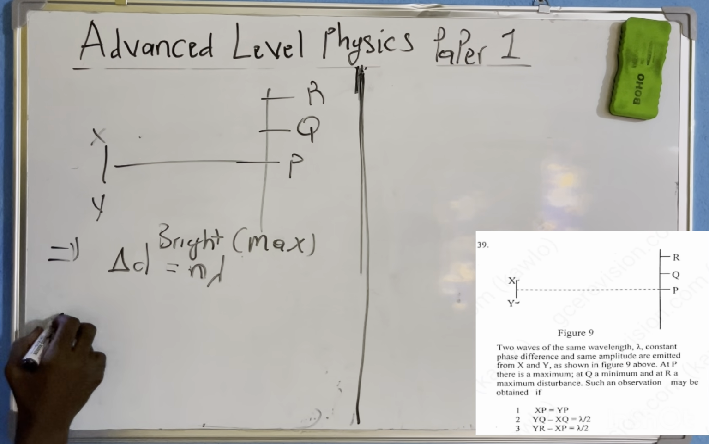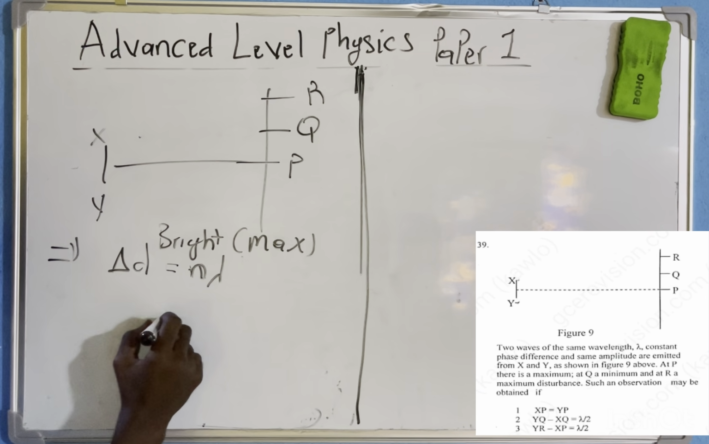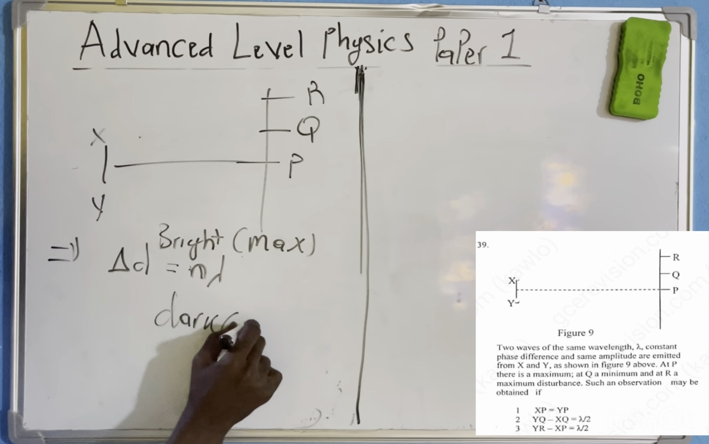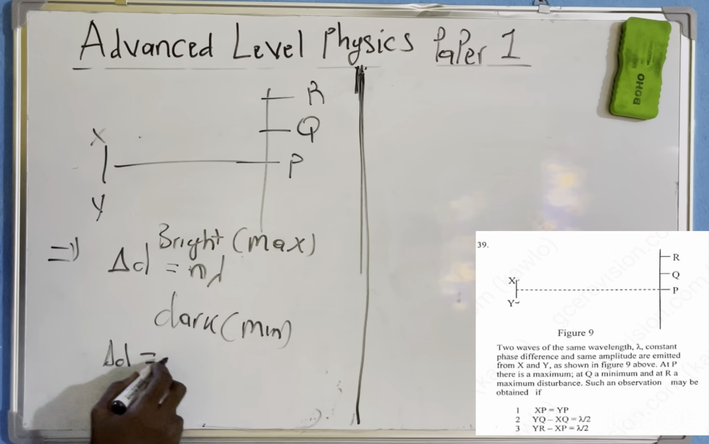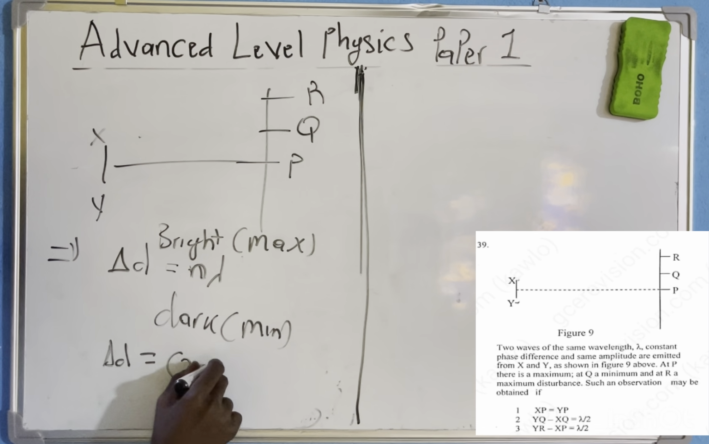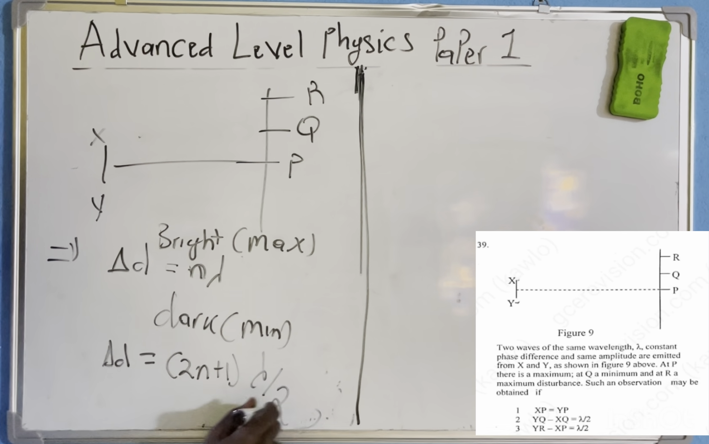But for destructive interference, or for dark regions, or for a minimum, the path difference should be written as odd numbers of half the wavelength.